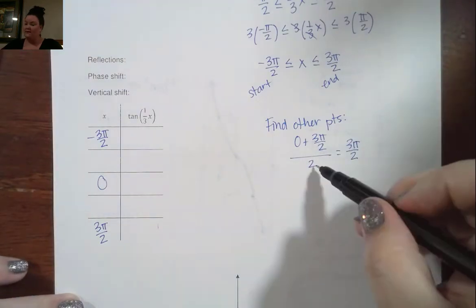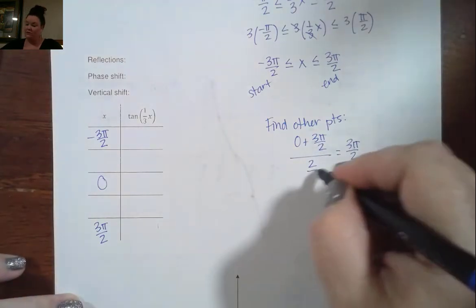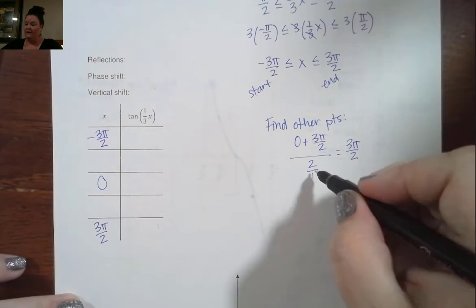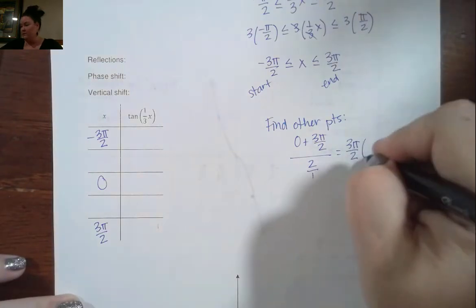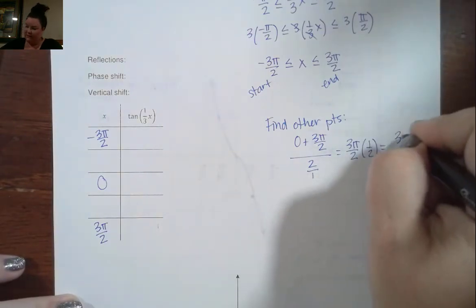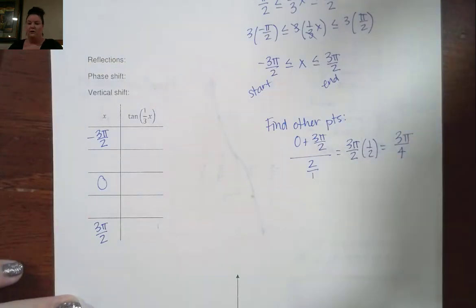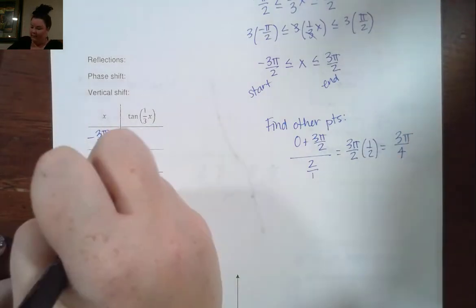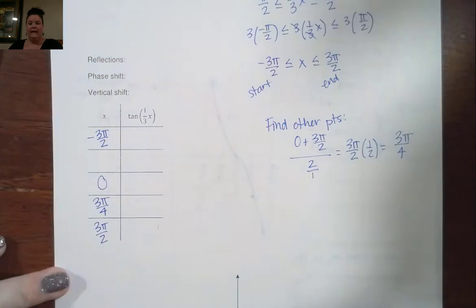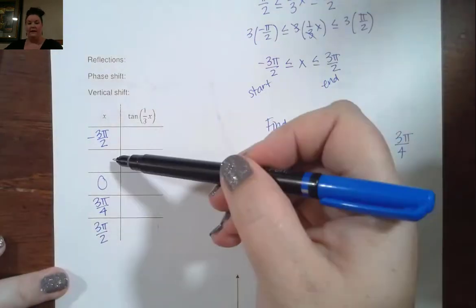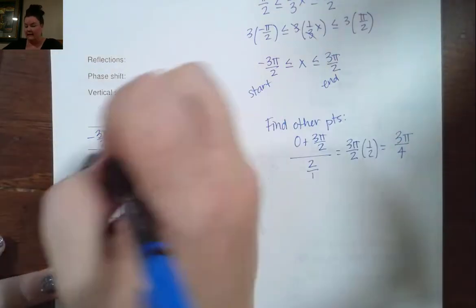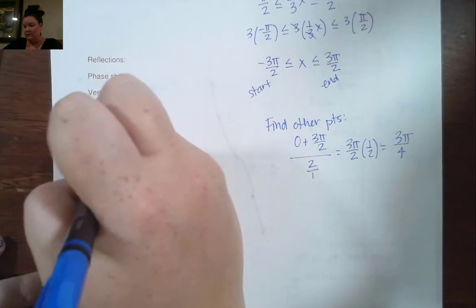And then when I divide it by 2, that's like 2 over 1, I flip and multiply by the reciprocal, which gives me 3 pi's over 4. So that's my intermediate point here. And it also tells me what my intermediate point is here. I just have to make it negative. Negative 3 pi over 4.